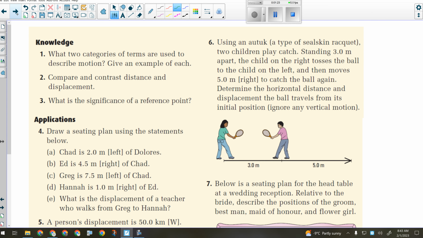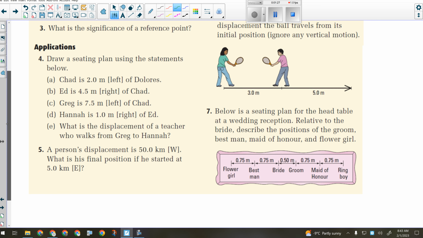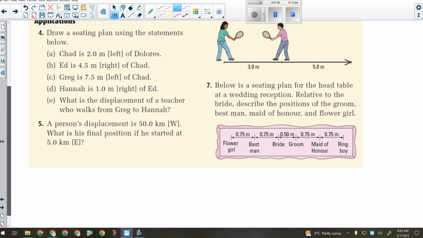So what I would like you guys to try right now is to try and do number 4. I want you to see if you can draw the seating plan that's listed there. That's all you have to do, just draw it out. It doesn't even really have to be to scale, given the information in that question.